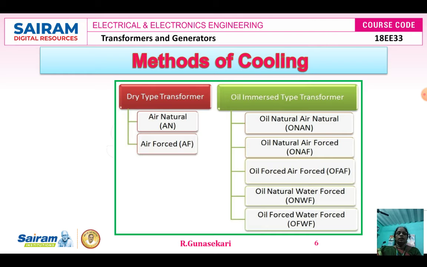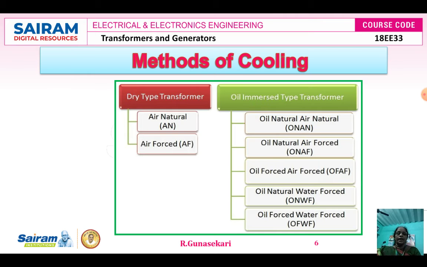Then the methods of cooling used in the oil immersed type transformer. Totally 5 types of cooling methods are used in the oil immersed type transformer. First one is oil natural, air natural, which is denoted by ONAN. The name itself explains it. The oil is naturally cooled, and the air is also natural. We never force oil and air.